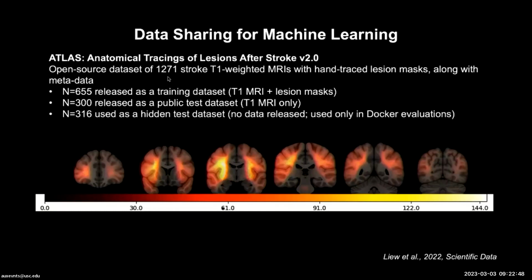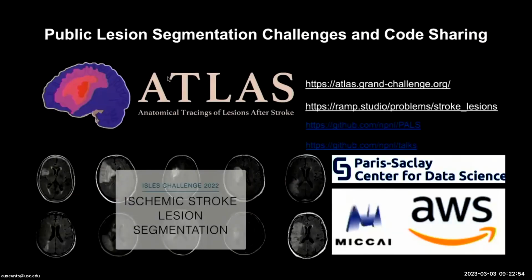We have shared data, so if you're interested in data, this is 1,271 stroke MRIs with manually segmented lesion masks. We also created public lesion segmentation challenges with it. We've also shared code. All of these links are here, and I'll also share them on Twitter, or whatever venue you want me to share it on.